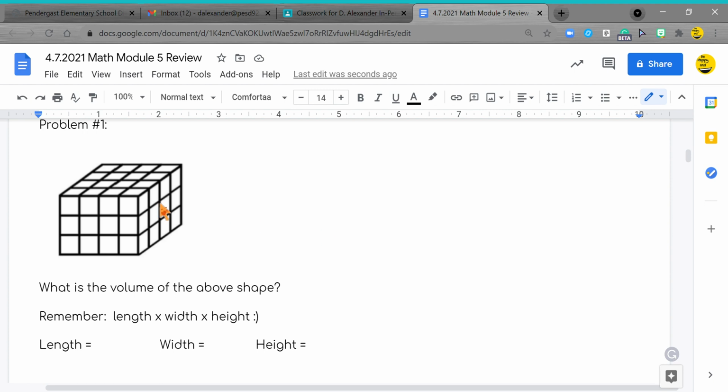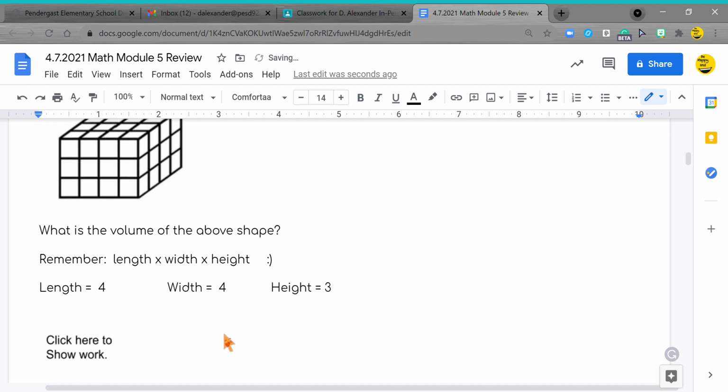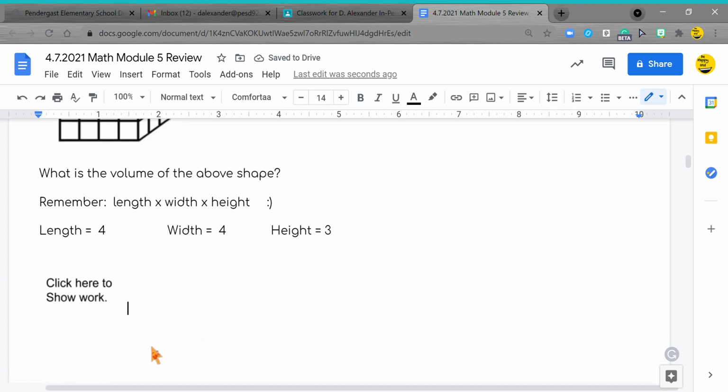Question number 1, problem. What is the volume of the above shape? Remember, length times width times height. It's really important we remember that. Length, 1, 2, 3, 4. So right here, I'll write a 4. Width, 1, 2, 3, 4. Right here, I'm going to write a 4, and then height, 1, 2, 3. Right here, I'm going to do a height. And then right down here, you can go into scribble and do this, or you can write it right here at the beginning. Either way, whichever works for you.